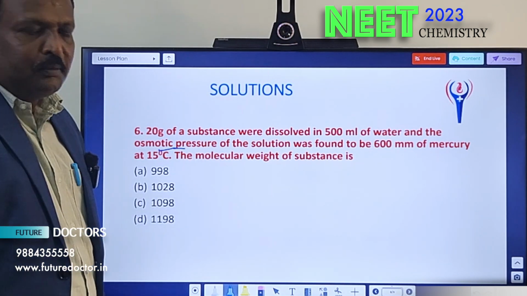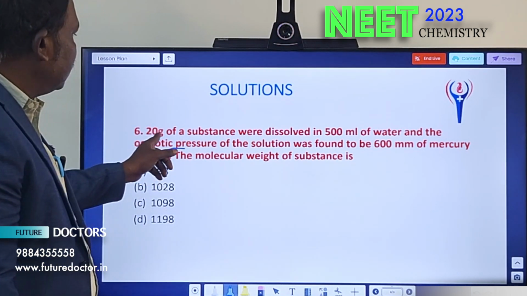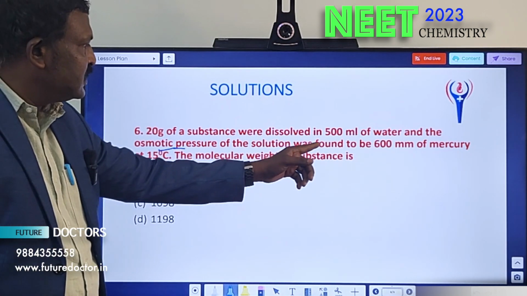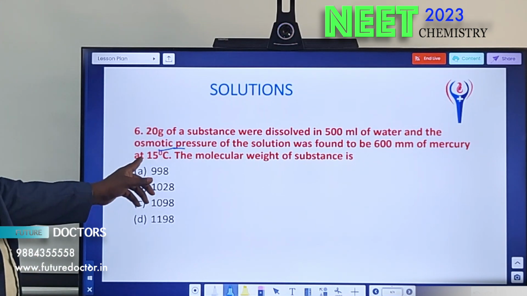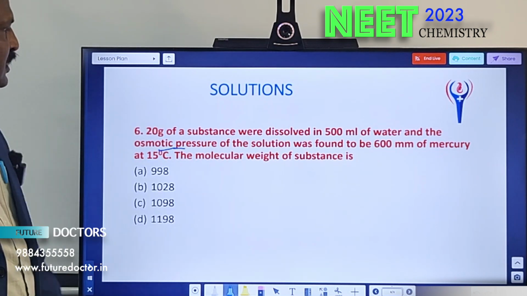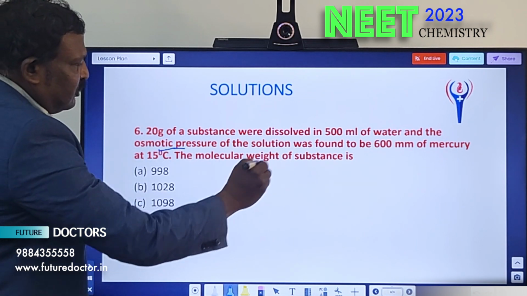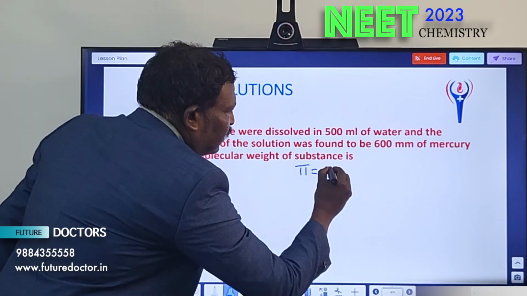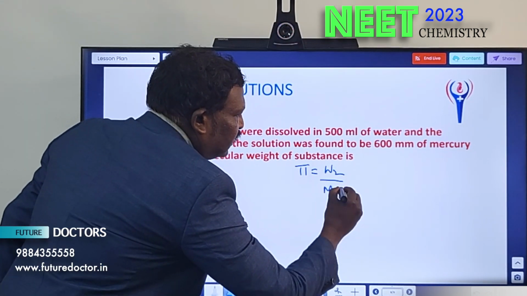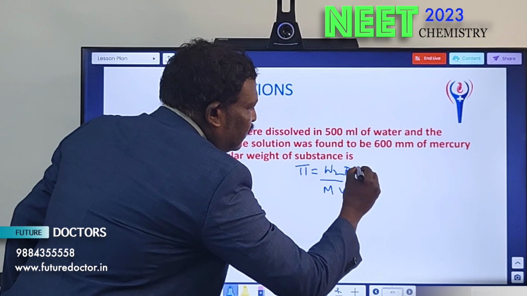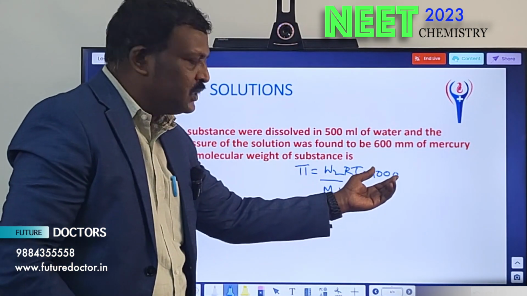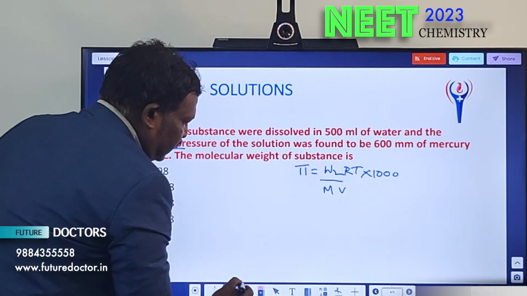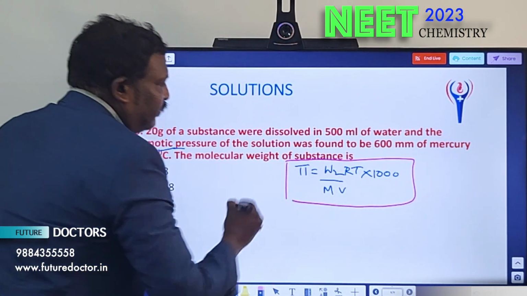The next one is based on osmotic pressure, one of the colligative properties. 20 gram of substance was dissolved in 500 ml of water, and the osmotic pressure of the solution is 600 mm of mercury at 15 degrees Celsius. Find the molecular weight of the substance. Osmotic pressure is given, so you must know the formula: pi is equal to W2 by M2 into V R T. I already told you, the volume of the solution is in liters, that's why we put 1000 in the formula itself. Keep this formula in mind.